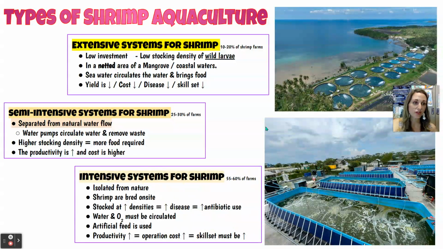And you have to pay humans to do this, so the cost will be higher. 55 to 60% of shrimp farms are intensive. So indoor, they're isolated from nature. Shrimp are bred on site. The stocking densities are really high. The disease is really high, so antibiotic use is really high. Water and oxygen have to be circulated. Again, artificial food is used, and then productivity is high, operation cost is high. And in order to do this right and not waste money, the skill set needs to be high.